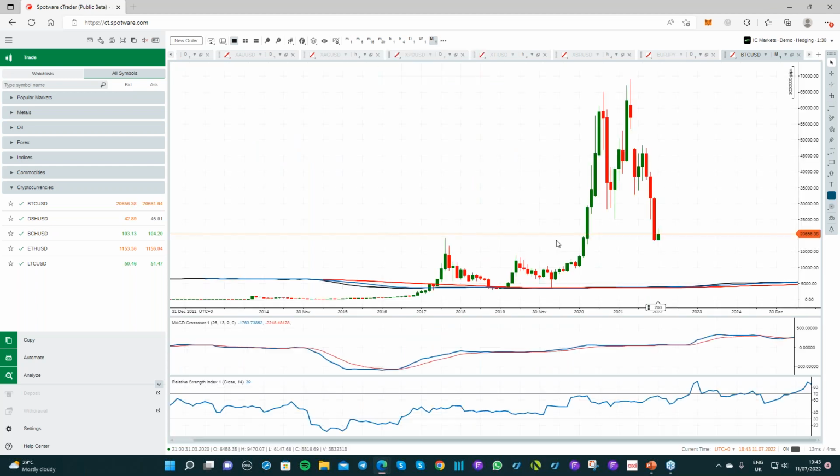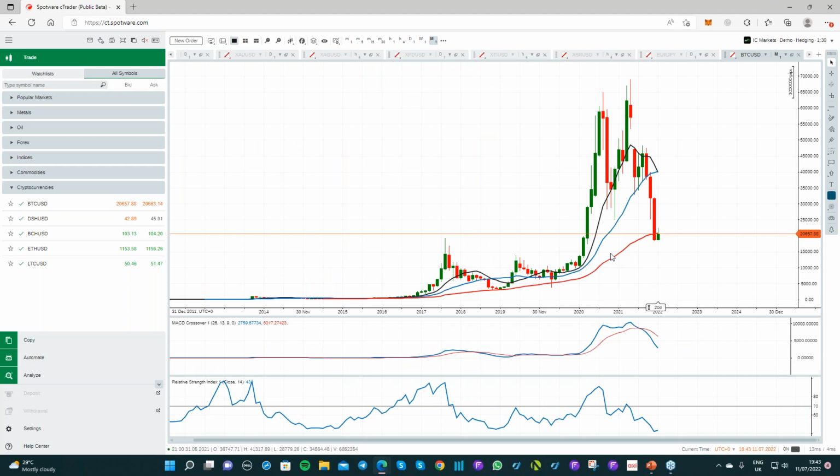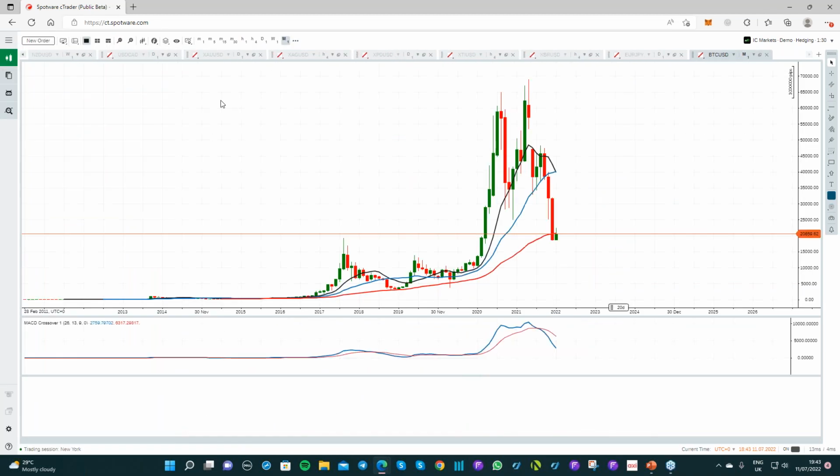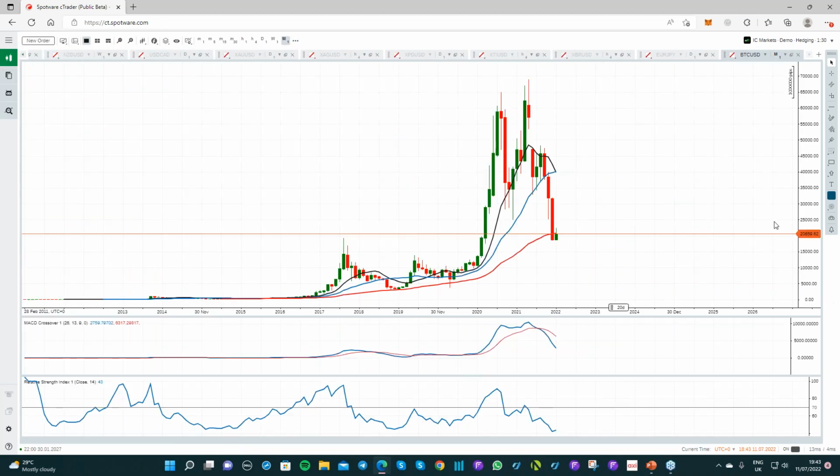Let's go up to the monthly time frame on Bitcoin. Monthly time frame on Bitcoin, and then I'm going to start by drawing in my key horizontal levels.